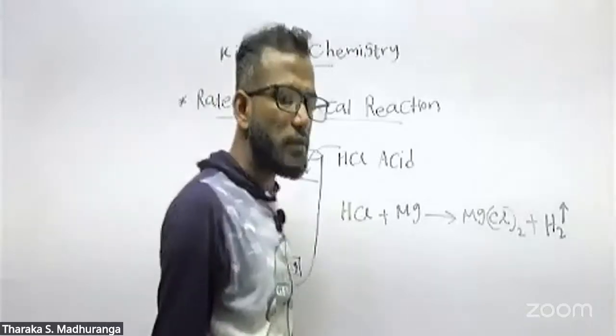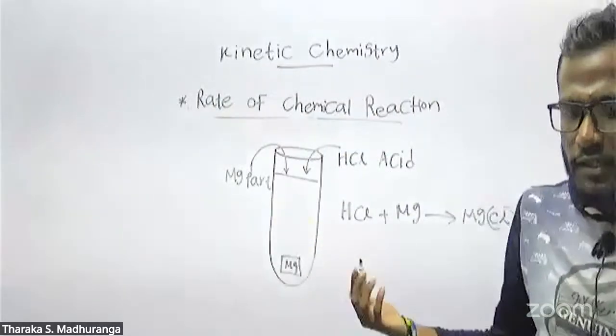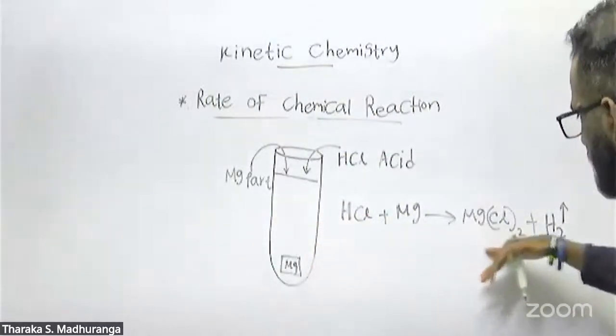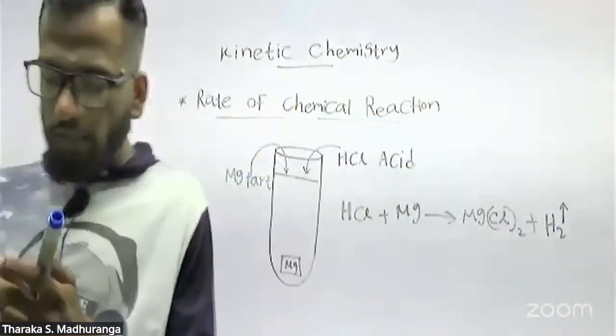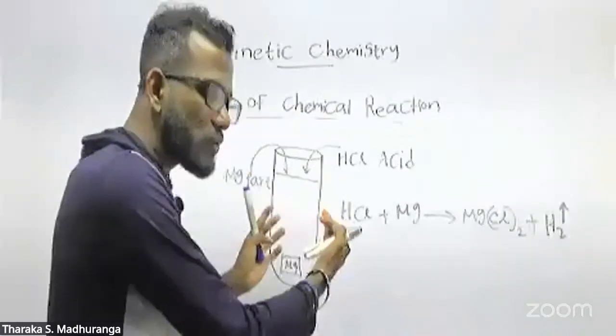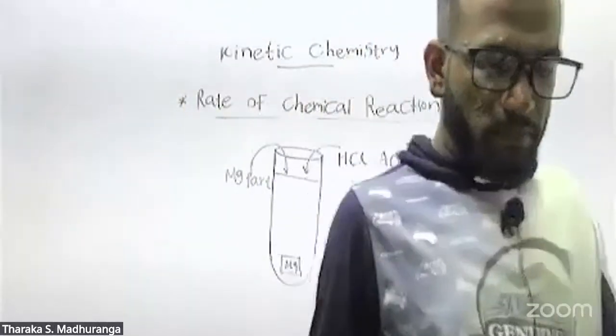Now tell me, what are the observations we can see? That's a chemical reaction, that's a chemical equation also. What are the observations we can see in this reaction, in the test tube? Yeah, send me.